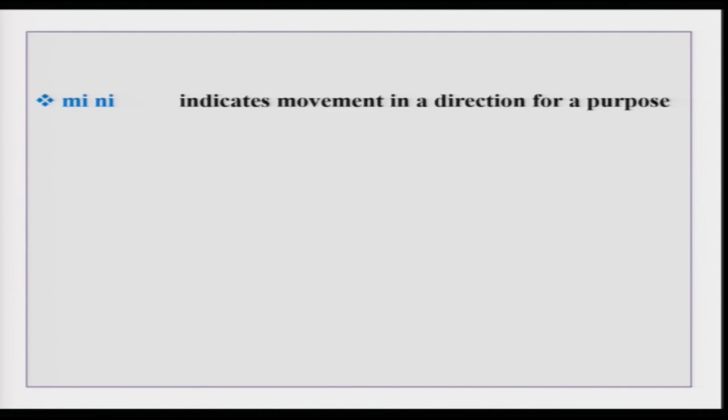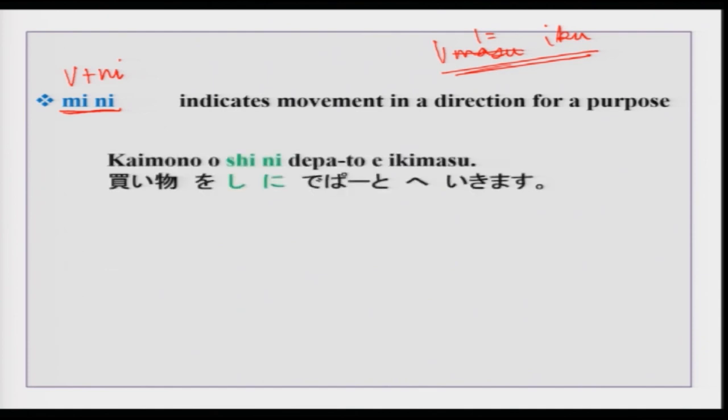Now, we just did this in our previous slide, mini. So, verb plus ni. And how to make? I told you, verb in masu form, remove the masu, put ni and iku. Now, over here, this shows purpose. Indicates movement in a direction for a certain purpose. Now, you can see the examples over here. Kaimono o shi ni depato e ikimasu. Verb plus ni. Kaimono o shi ni. For the purpose of doing kaimono.